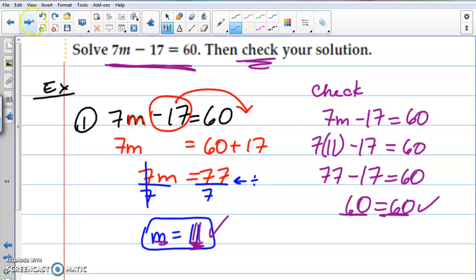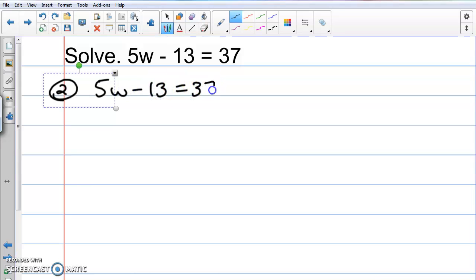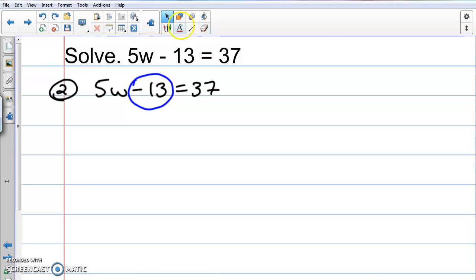So now, we'll move on to our second example. So this time, we're just asked to solve 5w minus 13 equals 37. So first things first, we're going to transpose our term that's being added or subtracted to our variable. So since we have w here and we have minus 13 with it, we're going to transpose that minus 13 to the other side and make it a plus 13.